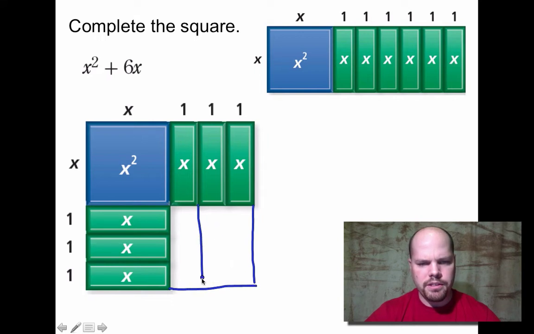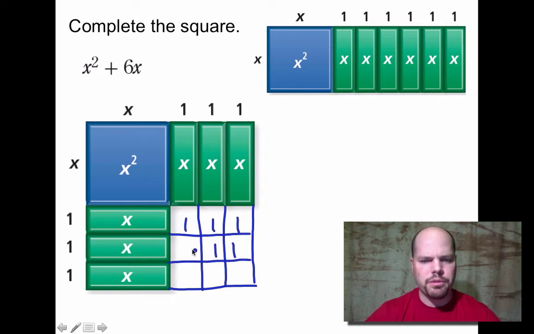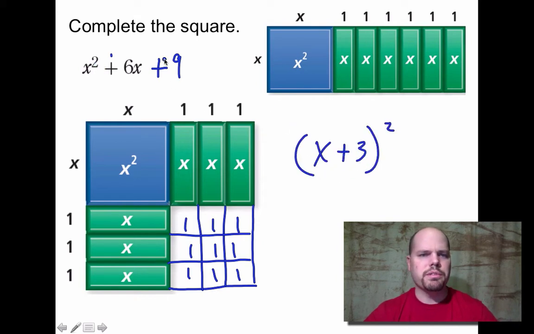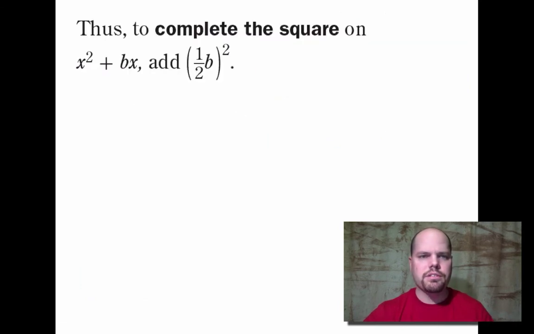And we'd extend these down because they're each ones. Extend this one down, they're each ones. So what we'd be adding is one there, one there, one there, one there, one there, one there, one there. We'd be adding 9. So to complete this square, we would need to add 9. Now that's a perfect square because it is x plus 3, the quantity squared, which is x squared plus 6x plus 9. So we need to add 9 to make that a complete square.